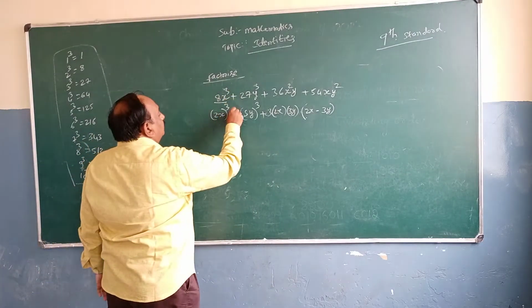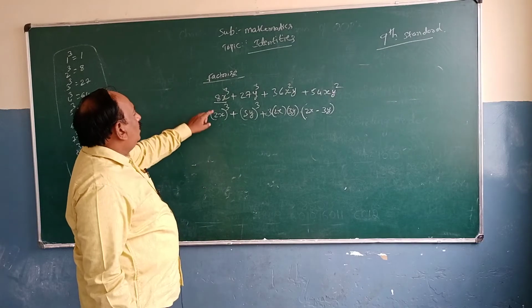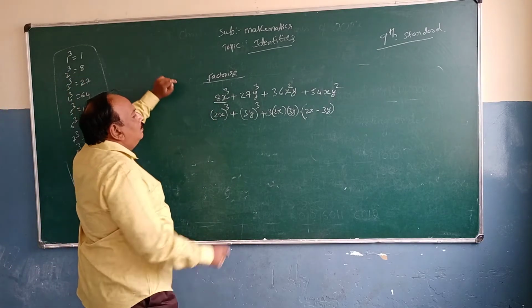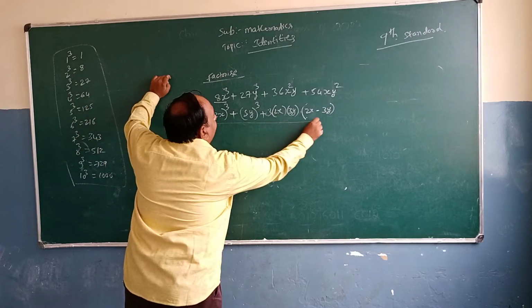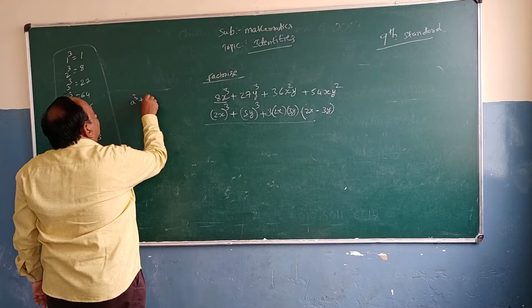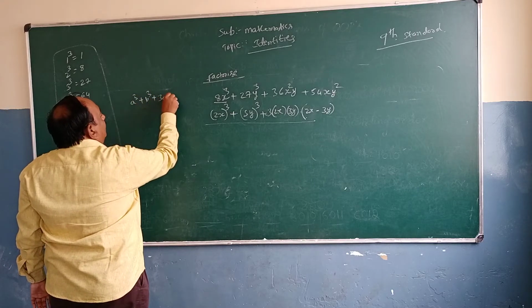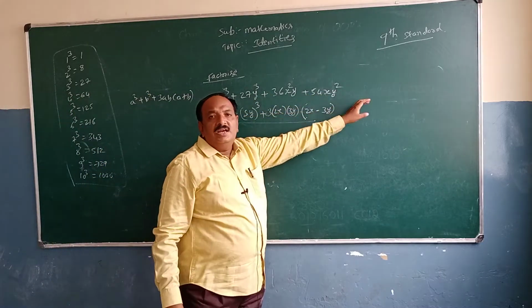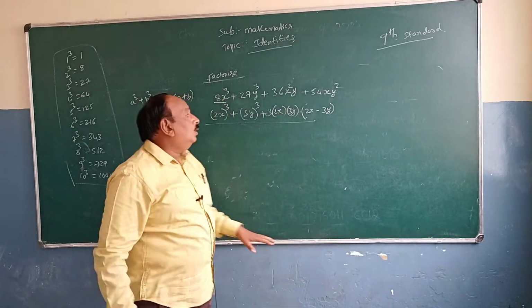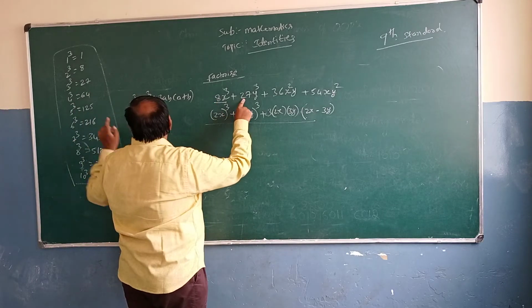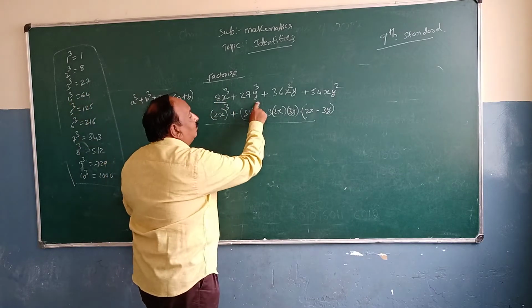Sorry, this is plus. So the cube root of 8 is 2, 2x whole cube. So how to write this? This is of the form a cube plus b cube plus 3ab into a plus b. The problem is like this. You have to split this, so the cube root of 8 is 2x whole cube. The cube root of 27 is 3y whole cube.